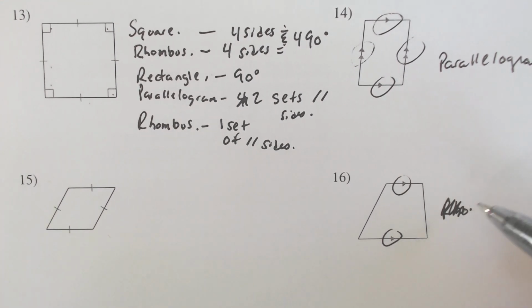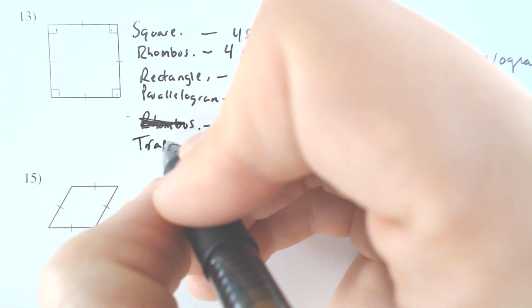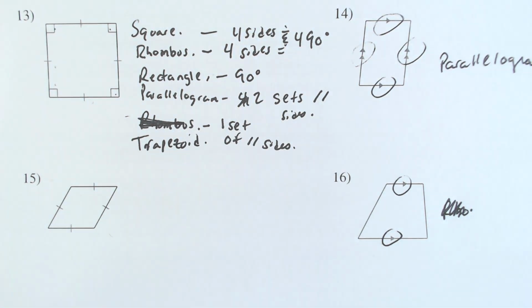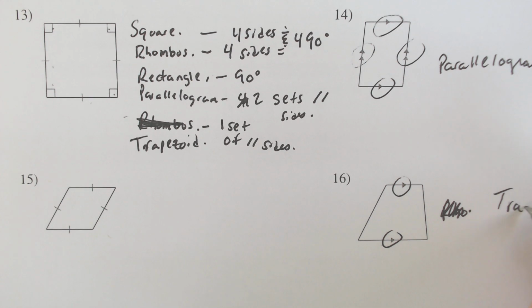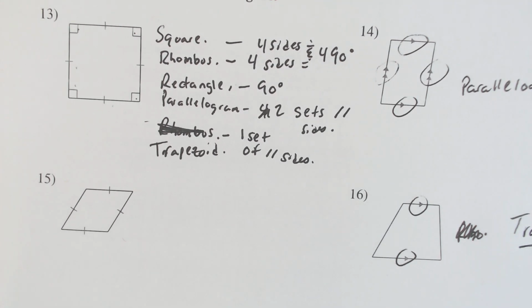That, why did I say rhombus? Oh my gosh. Trapezoid. Trapezoid. Vocab, my friends. Trapezoid. Trapezoid has one set of parallel sides.